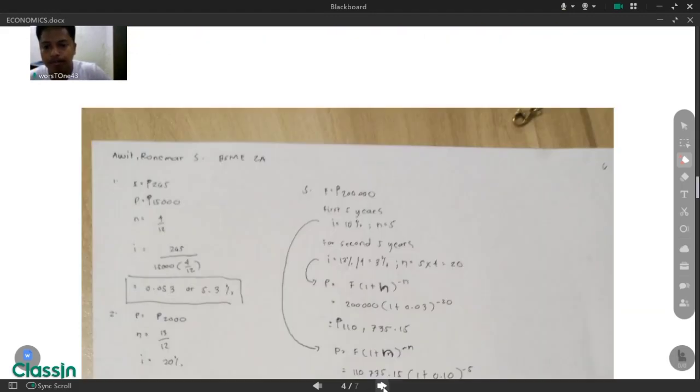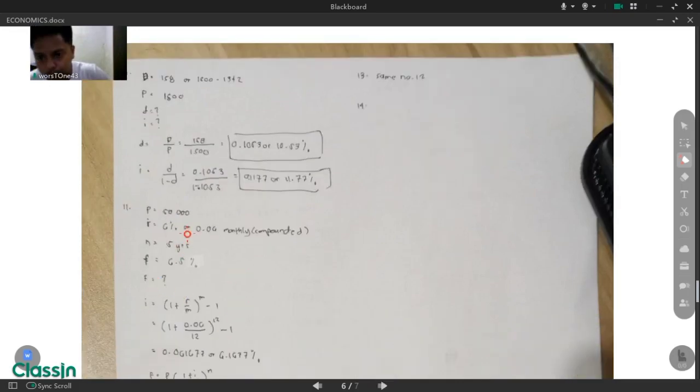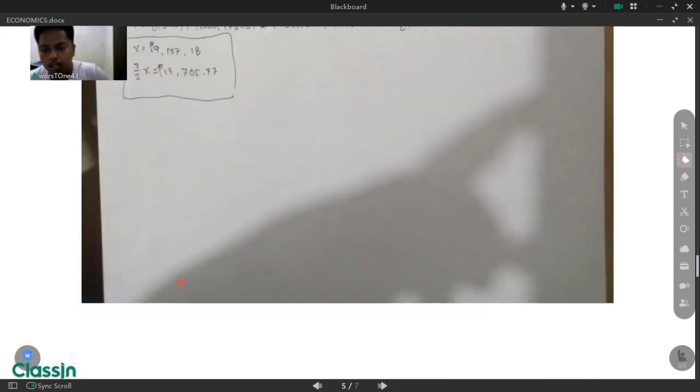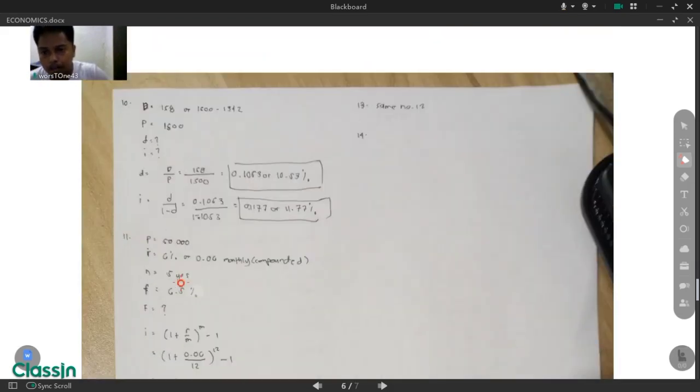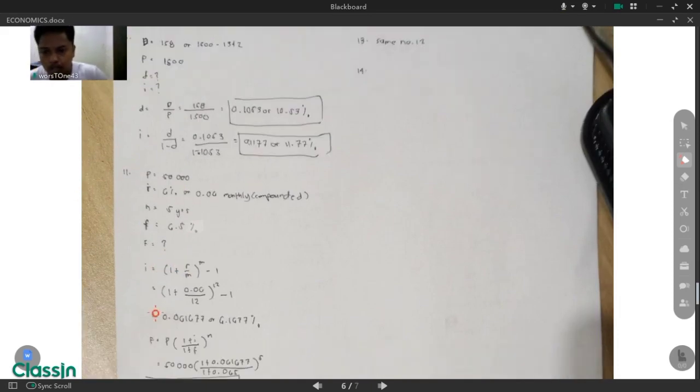So item number 11. Okay, we have principal, which is 50,000, and our i equals 6% or 0.06 compounded monthly, and n equals 5 years, and our inflation rate is equal to 6.5% or 0.065. So what's the future value?